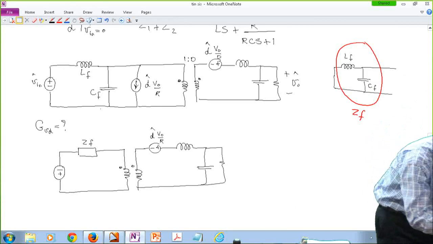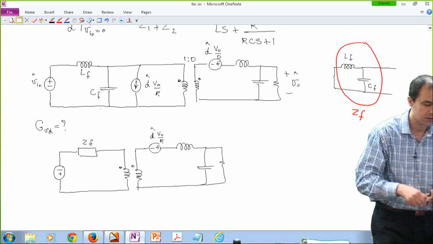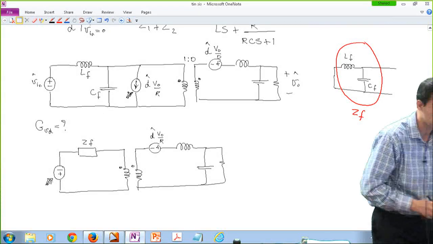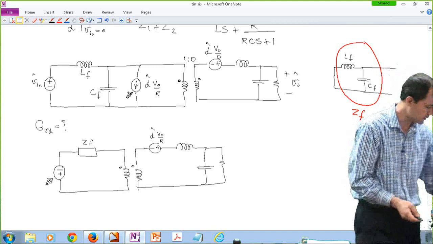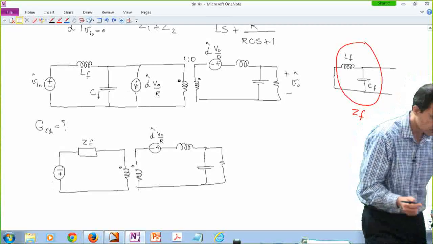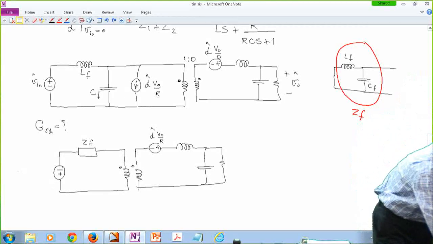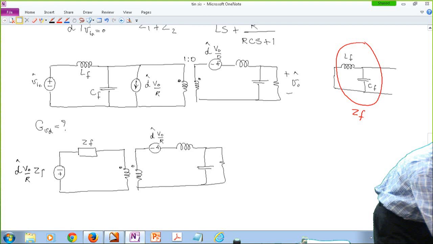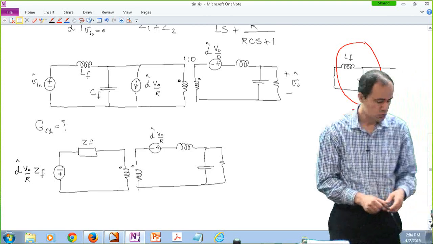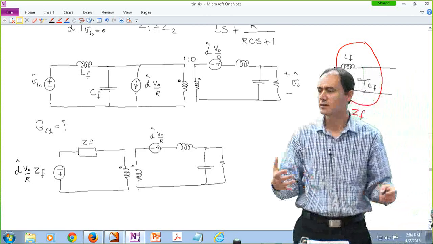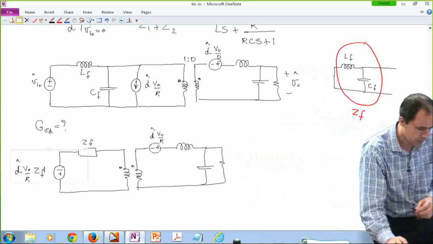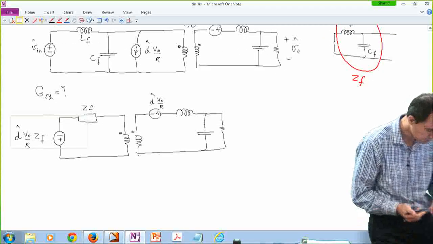By the way, because the current is going downwards, this polarity is actually reversed. So negative is on top, positive is on the bottom. The value would be what we had earlier as our current source times the impedance ZF. All I'm trying to do is simplify this using circuits one techniques, and then in the end write the transfer function.